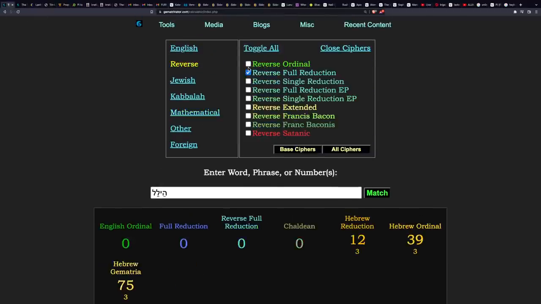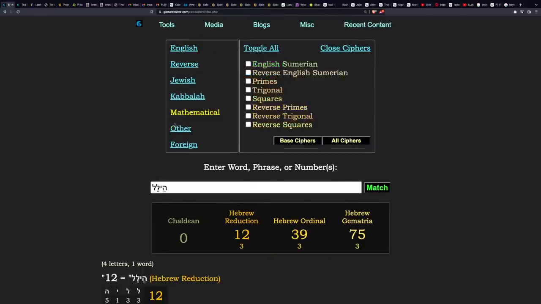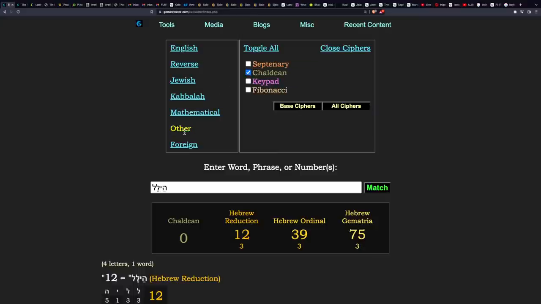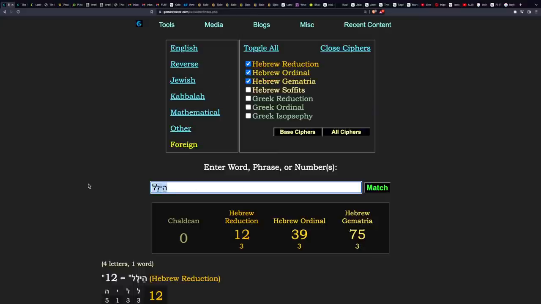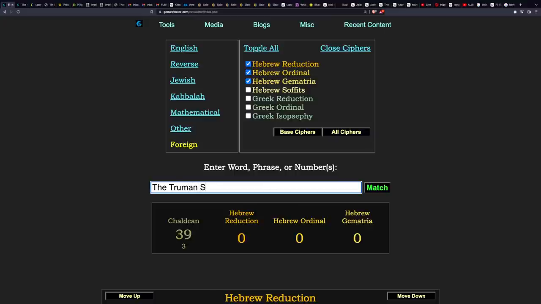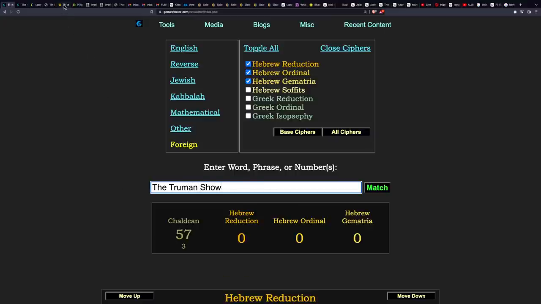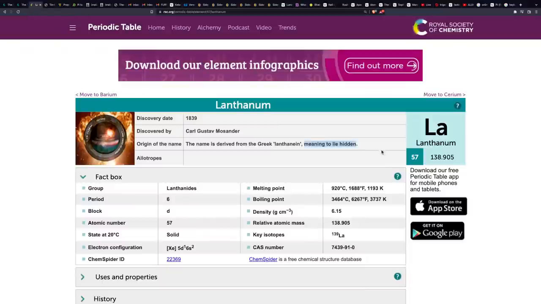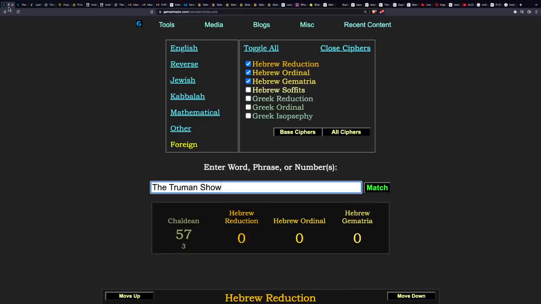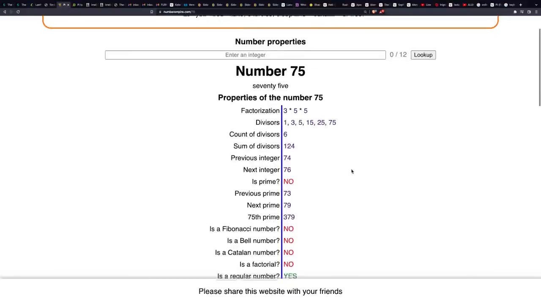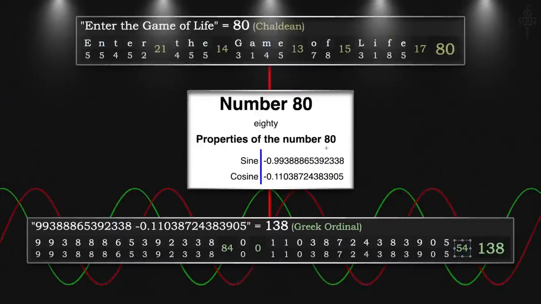Let me get rid of all these. Just focus on the Chaldean here. It's going to be tied to this right here. You see, 57, the Truman Show. So what do you think this element means? The 138, 57, it's tied to the Truman Show. It's telling you that you're inside of a movie, all found from Enter the Game of Life. That's what the sine and cosine wave tells us. This means the Truman Show. This means the movie that we're in.